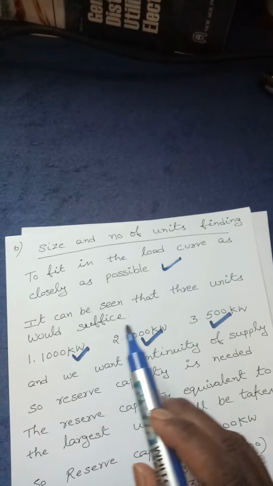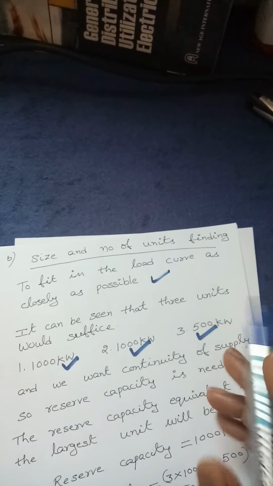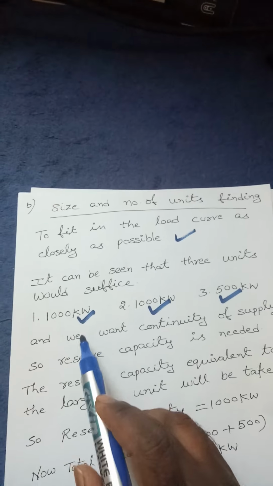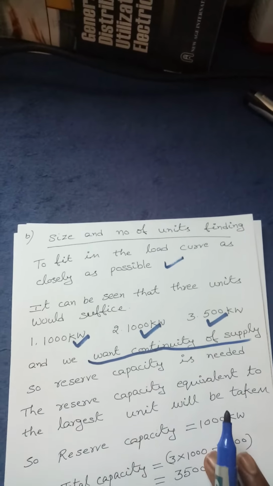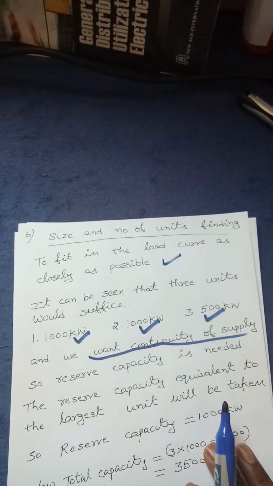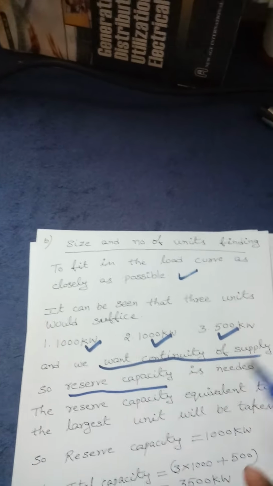So how many generators are needed here? 1000, and another generator is 1000, another is 500. So how many generators? 3. And also here one more point, we want continuity of supply. So in order to have continuity of supply, backup is needed. That backup is called by another name, reserve capacity is needed.